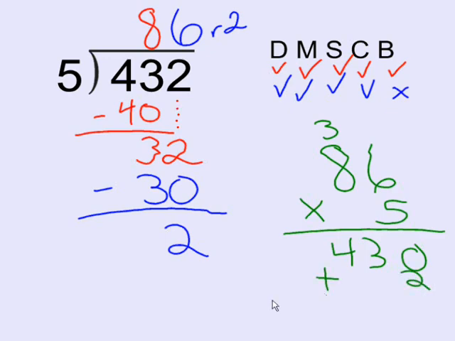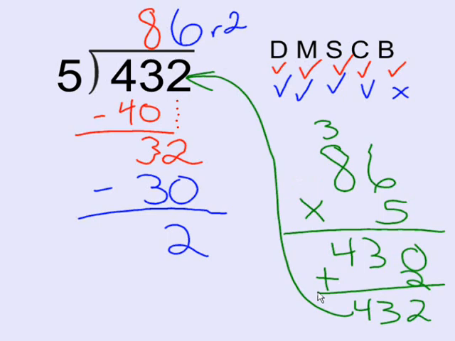So when you add this all up, you have 432 as the final answer. And look, that matches my dividend. So 86 with the remainder of 2 is the correct answer.